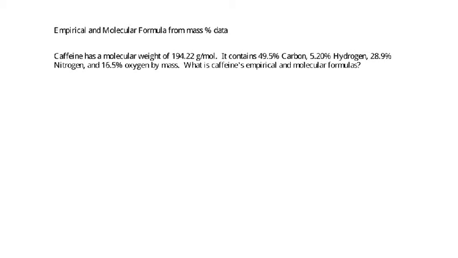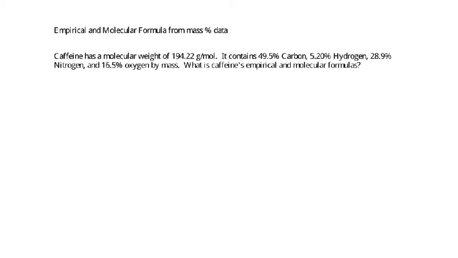So we're going to take some mass percent data and determine the empirical and molecular formula from that mass percent data. Caffeine has a molecular weight of 194.22 grams per mole. We will use that information later when we're determining the molecular formula. It's just there as a piece of information for right now.